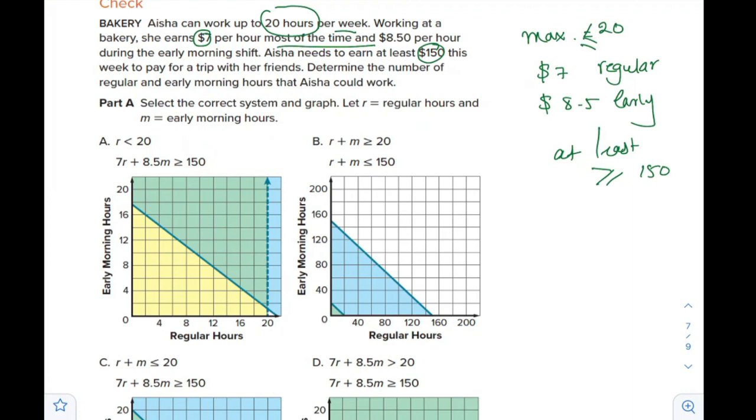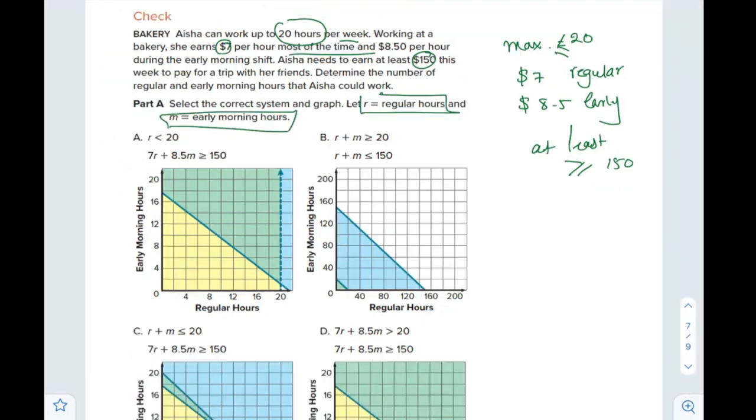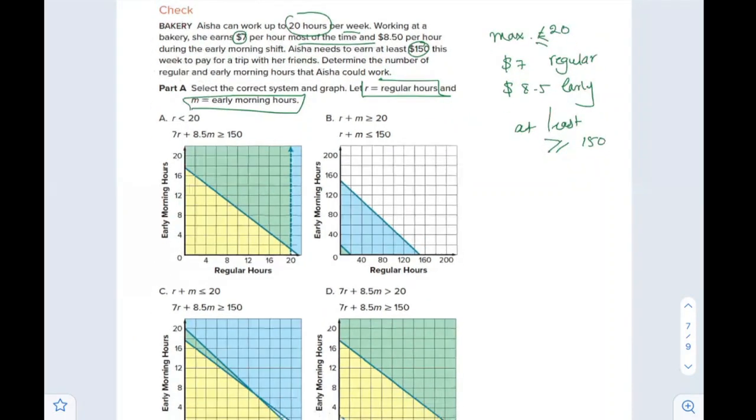To pay for a trip with her friends, determine the number of regular and early morning hours that Aisha could work. Select the correct system and graph. R is the regular hours. M is the early morning hours. Now, have a look here. Which one makes sense?